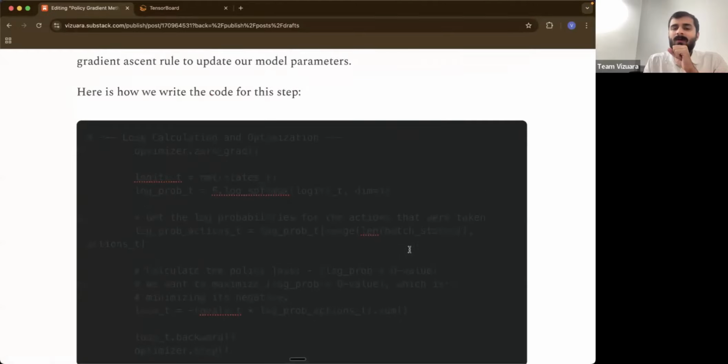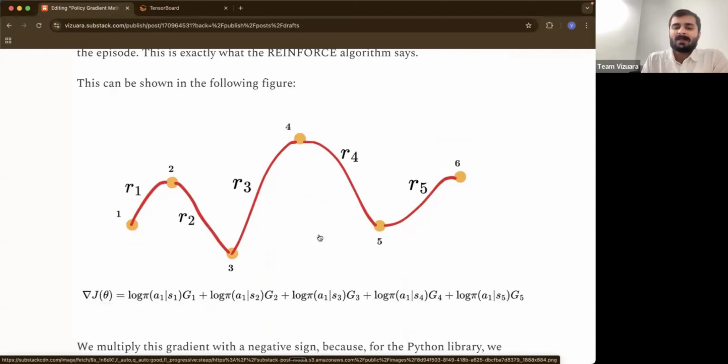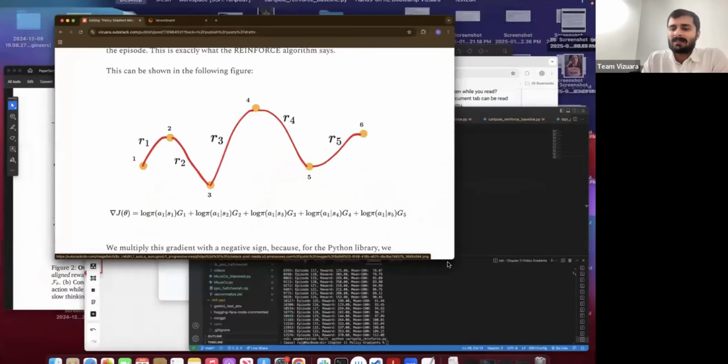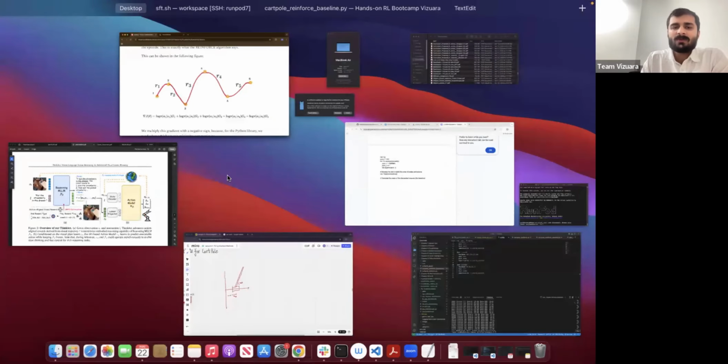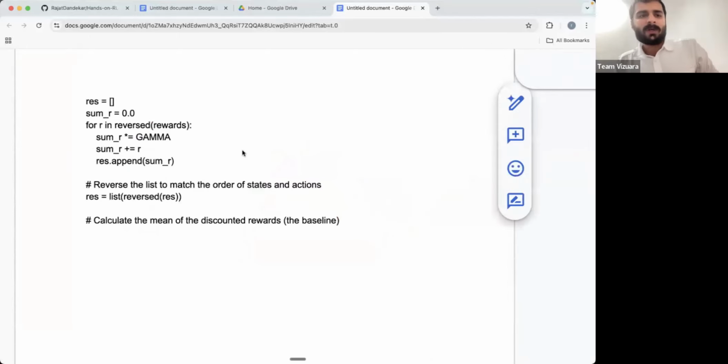Now with reinforce with baseline, the baseline that we have constructed is that we calculate the Q values for all of these and take a mean of them. So it's basically Q1 plus Q2 plus Q3 plus Q4 plus Q5 plus Q6 divided by 6. And that is what is used as the baseline. So let us understand how this code works in practice, so that all of you get the satisfaction of implementing the first policy gradient algorithms by yourself.